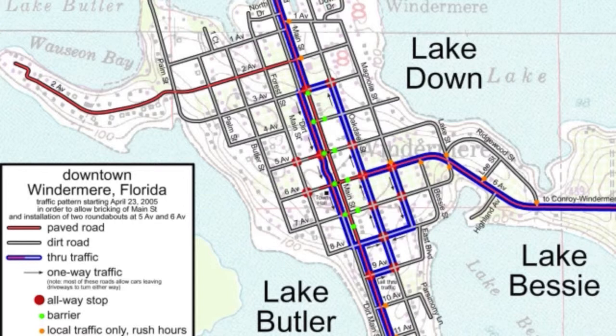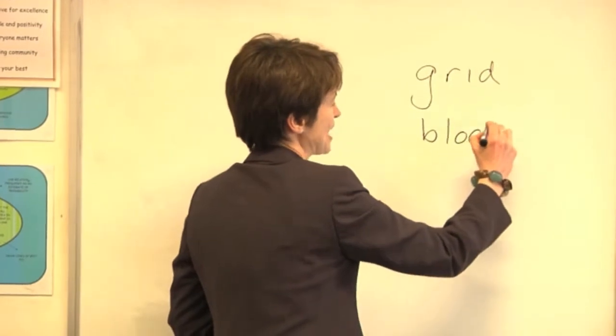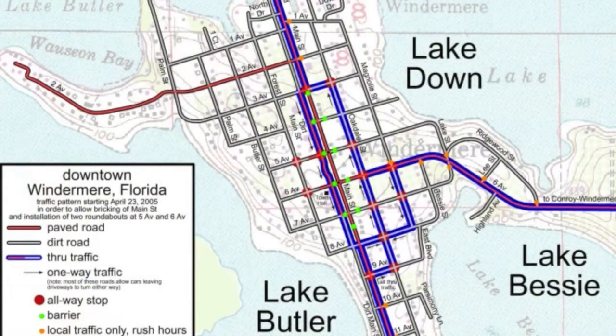What do you notice? Megan, what do you think? They're all kind of like blocks. It's all kind of like a grid. A grid, it's a good word. So we've got grid and blocks. What else, Bradley? There's no roundabout at some of the states. Yeah, so there's no roundabout, which is what we tend to have a lot of.